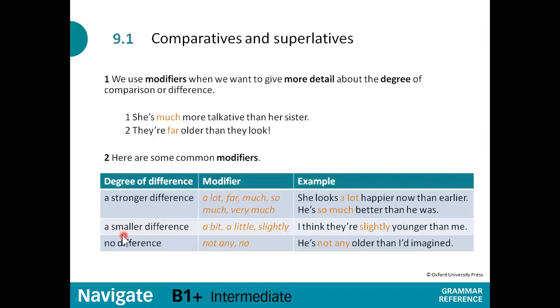All right, and now let's talk about smaller difference. To outline a smaller difference, you use a bit, a little, slightly before the comparative. So they mean a small difference. For example, I think they're slightly younger than me. So slightly means not a big difference between their ages and mine. All right, so slightly before younger is used here. And finally, when you want to say there is no difference, you use not any or no. Okay, so you say he is not any older than I had imagined.